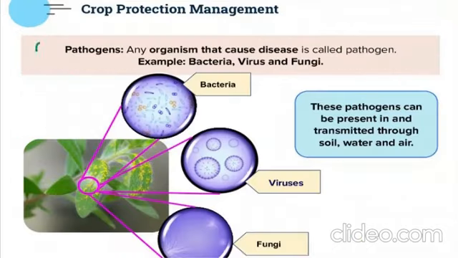The third one is pathogens. Pathogens are nothing but any disease causing organism. In short, some foreign particles. They are known as pathogens. Examples are bacterial, viral, or fungal. These are all pathogenic diseases. These can be transmitted to the plant in three ways: soil, water, and air. Due to these three things only, they may attack the plant.